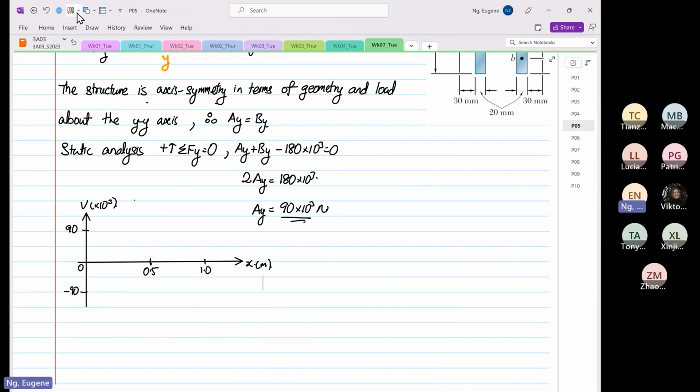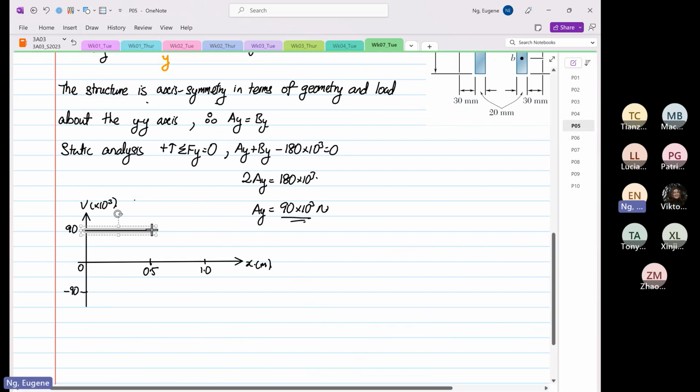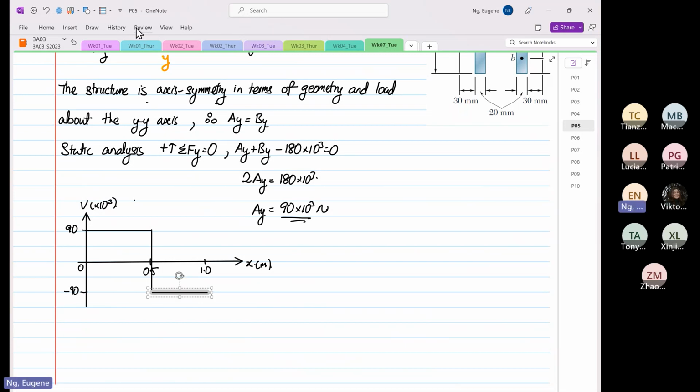So now when we construct, you can see why you cannot put V max is equal to 180. It will go horizontal at 90. Then over here, it will drop by 180. Then it will go horizontal. And then from here, it will go back up to 0. Okay, so that is our shear force diagram.